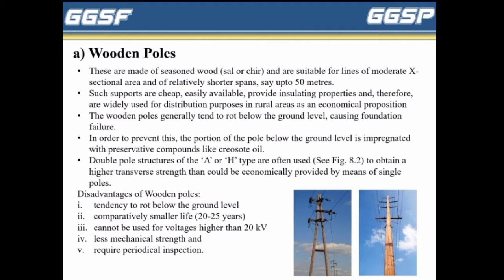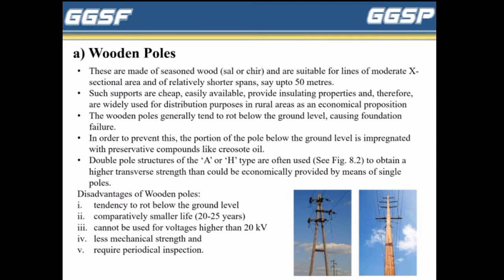The wooden poles generally tend to rot below the ground level, causing foundation failure. In order to prevent this, the portion of the pole below the ground level is impregnated with preservative compounds like creosote oil. Double pole structures of A or H type are often used to obtain a higher transverse strength than could be economically provided by means of single poles.